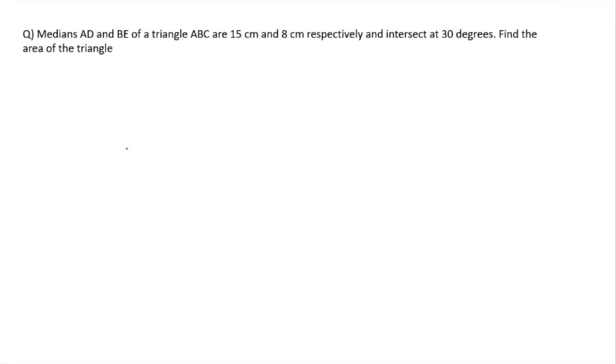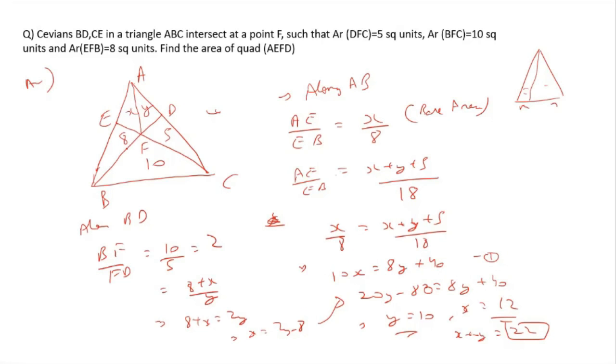A variant of this question came in CAT 2019, if I'm not wrong, or 18 probably. Any doubts on this question?